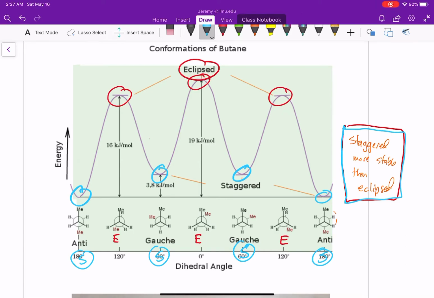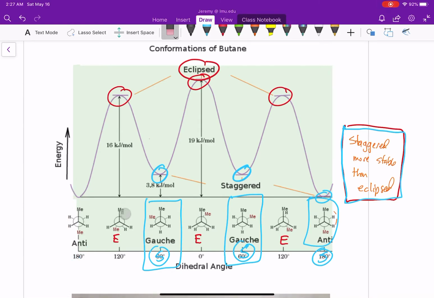But we should notice that not all staggered is the same. These structures here are called gauche structures. They are not as stable as the anti structure. So anti and gauche are all staggered, but these gauche interactions are not as stable. So what does that mean?